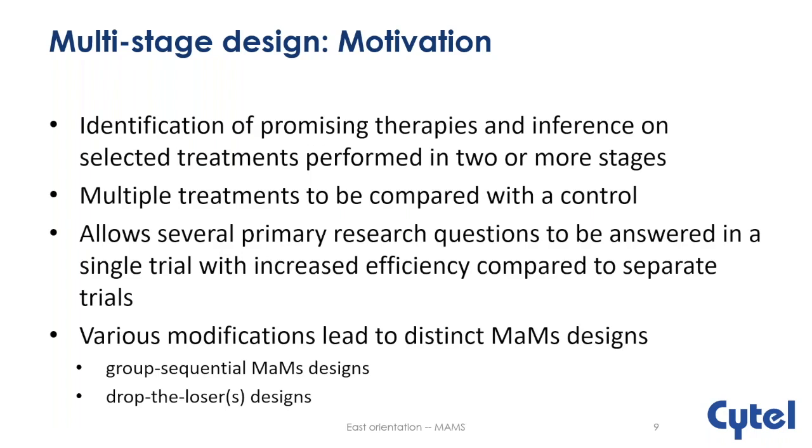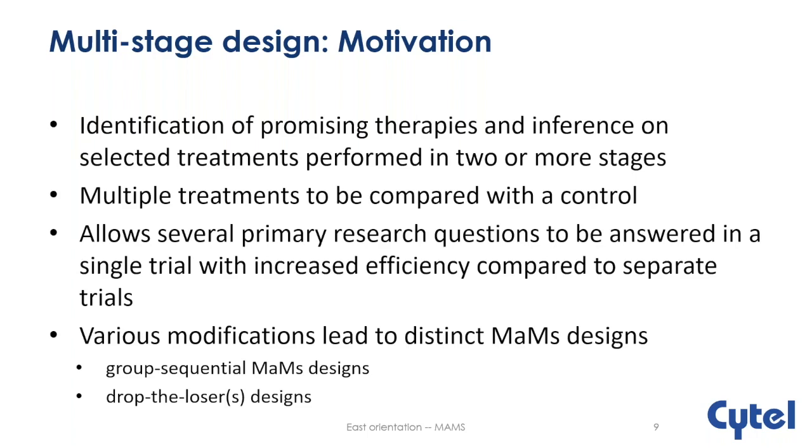So the motivation that we have is, of course, how to deal with the umbrella type of designs. We want to identify promising therapies and perform inference on the treatments that we select, not just confined to two stages like the p-value combination approach, but also extending it into more than two phases. And we are actually going to be illustrating that today with a case study that we have. We have multiple treatments compared to control, and several primary research questions can be answered in this single trial, more efficiently compared to having separate trials.